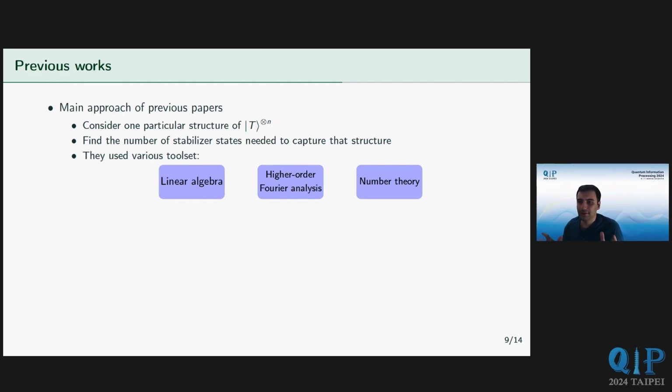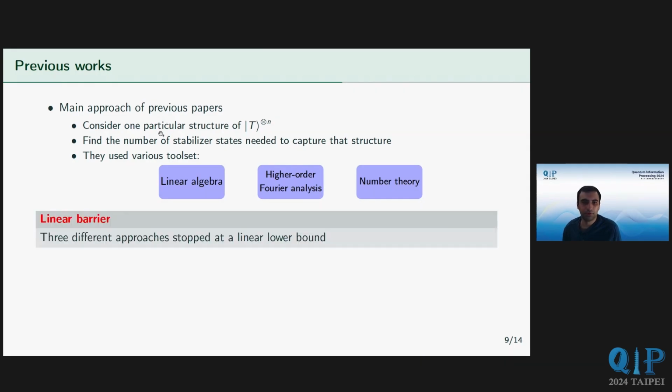This was the main idea and approach, but they were using very clever and diverse ideas from linear algebra, higher order Fourier analysis, and number theory. But all of this approach stopped at proving a linear lower bound, and this is something that I call the linear barrier, and we also have this linear barrier in the quadratic uncertainty conjecture.